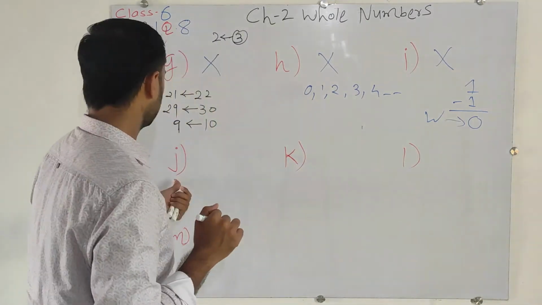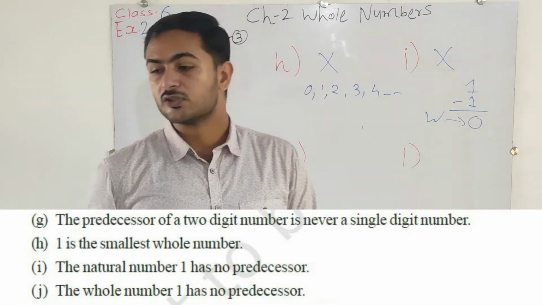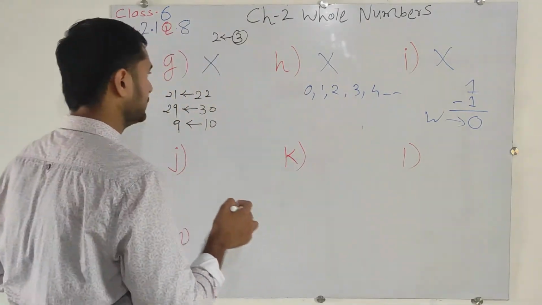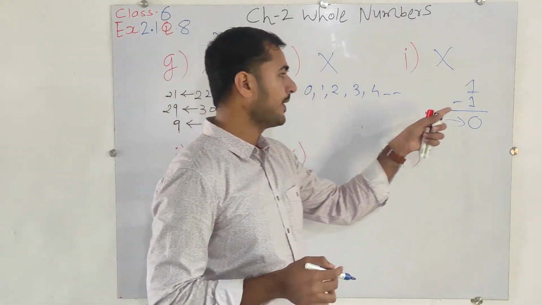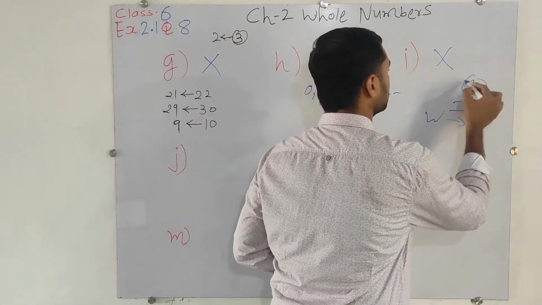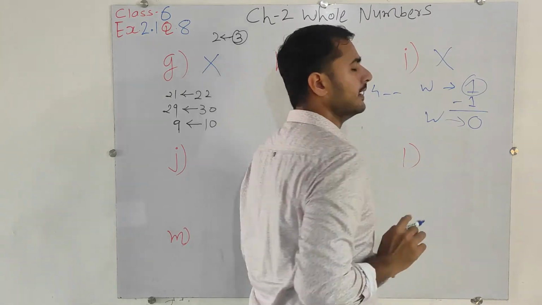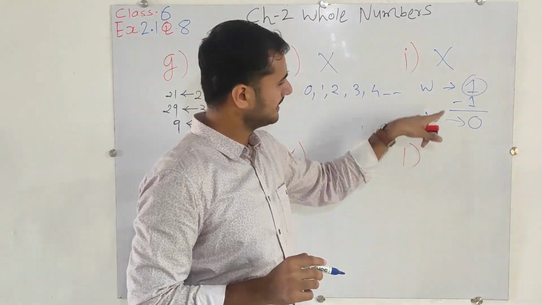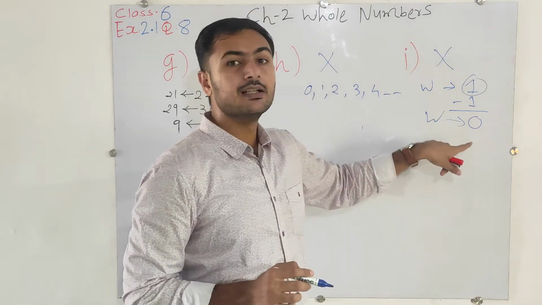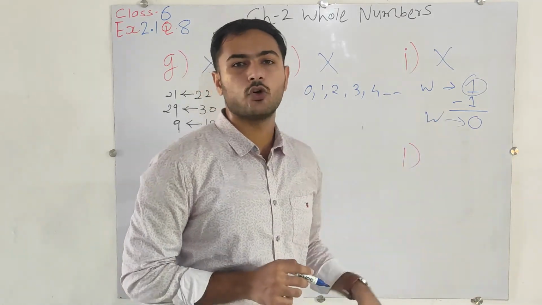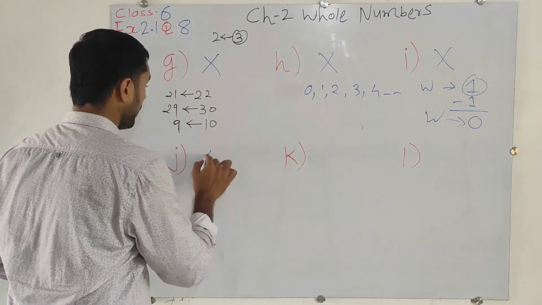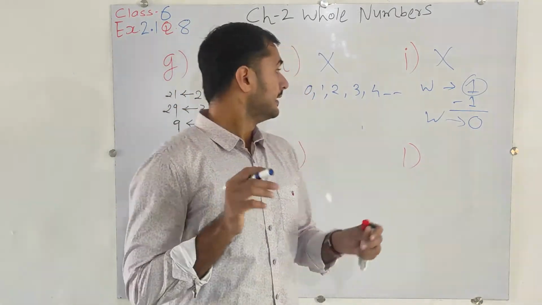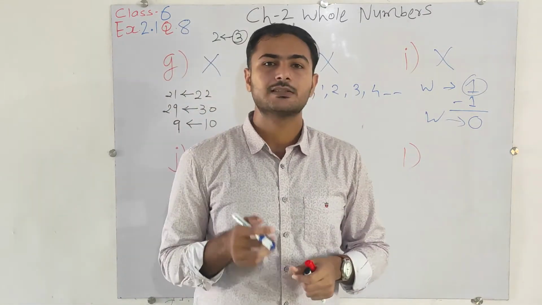Fine. Now J1: the whole number 1 has no predecessor. Again, just identify here. Suppose this is the whole number 1. Now 1 minus 1 is 0, and that is again a whole number. It means the whole number 1 has a predecessor, that is the whole number 0. So again this given statement is wrong. The actual correct statement is that yes, the whole number 1 has a predecessor.